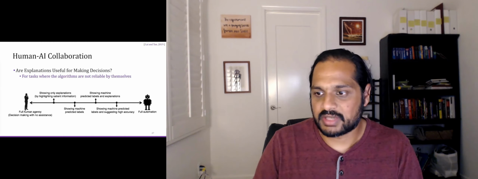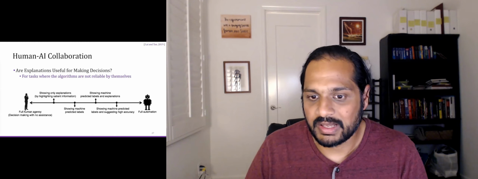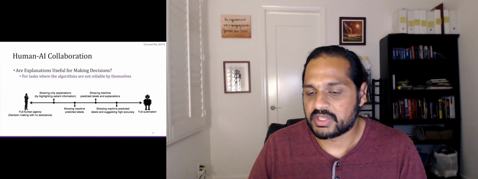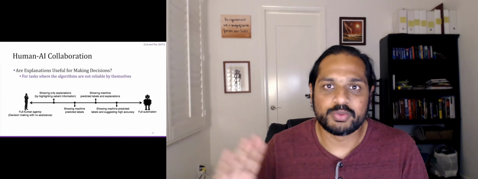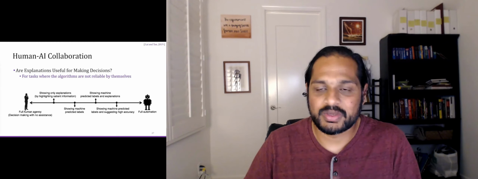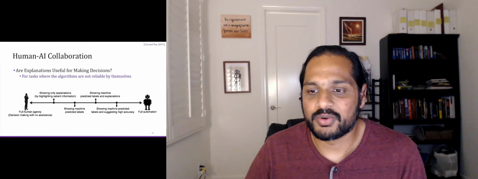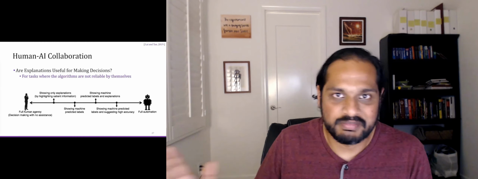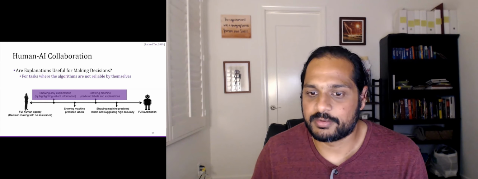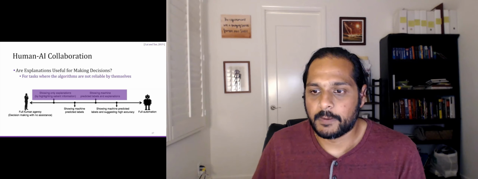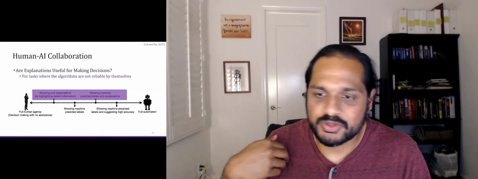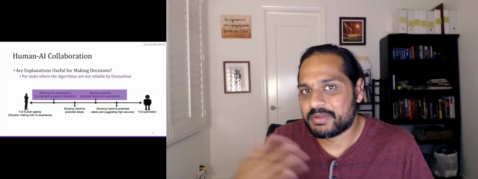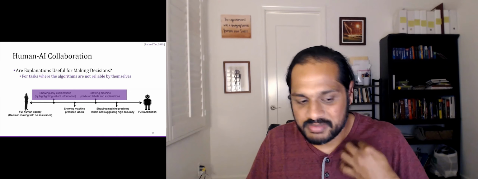So this is a nice figure from a paper by Lai and Tan, where they show the spectrum of full human agency on one side and full automation on the other, and how explanations can fit in multiple places in everything that's in the middle of these two extremes. And so, yeah, maybe you show them explanations and help them decide, or you show them the machine's predictions and explanations and get them to decide, and so on.